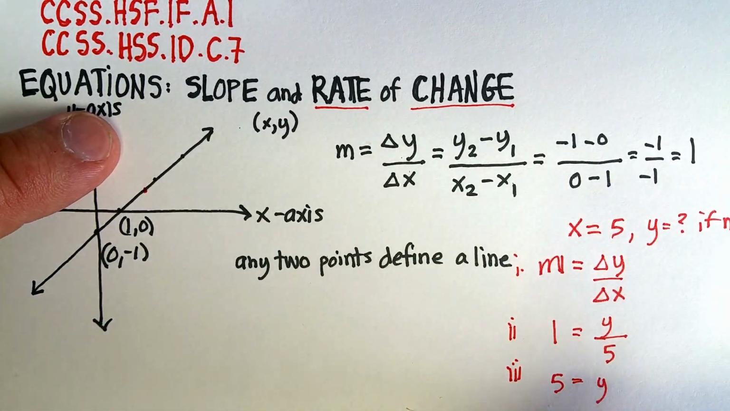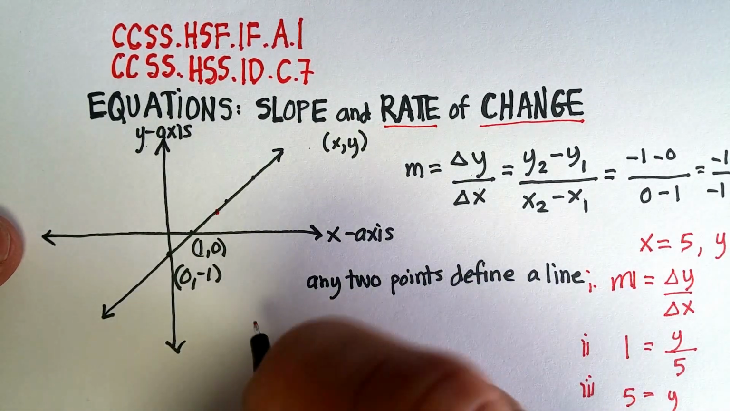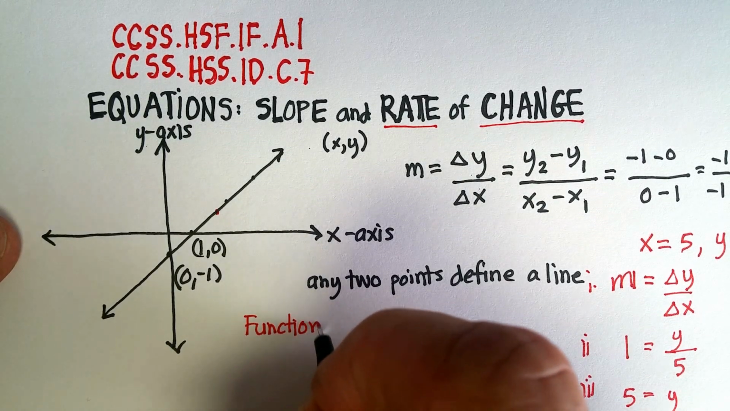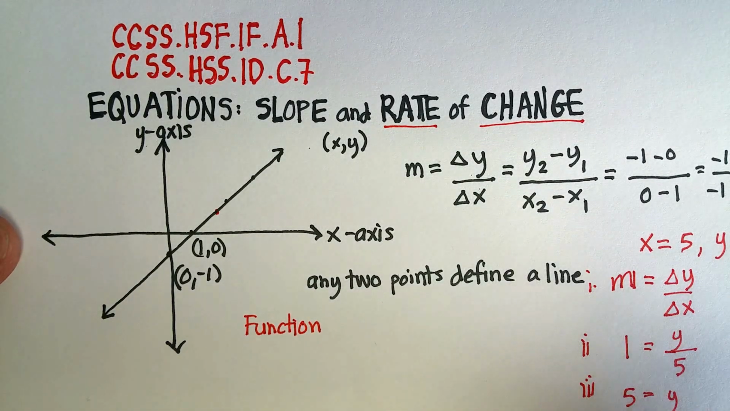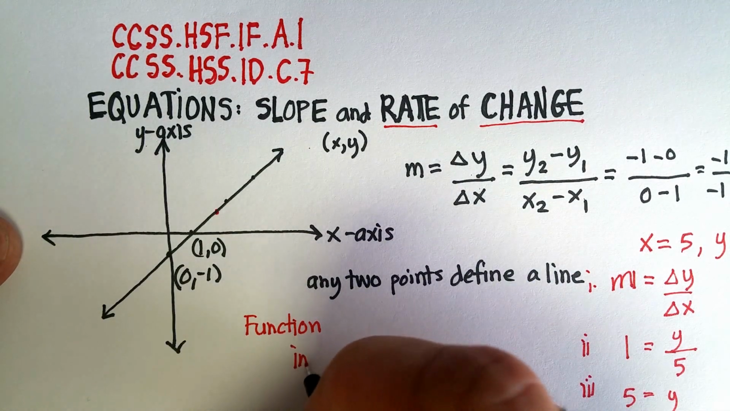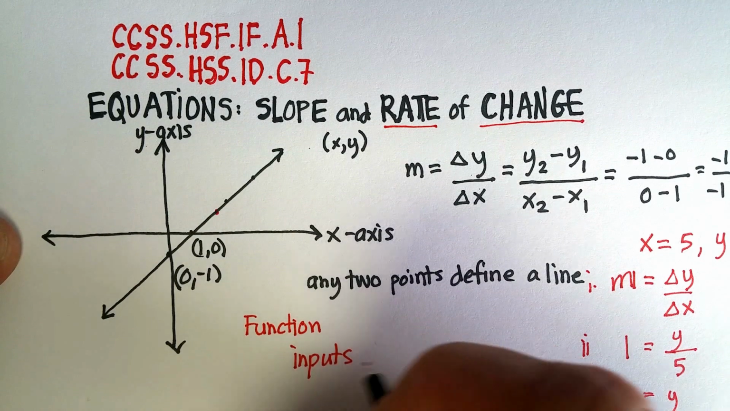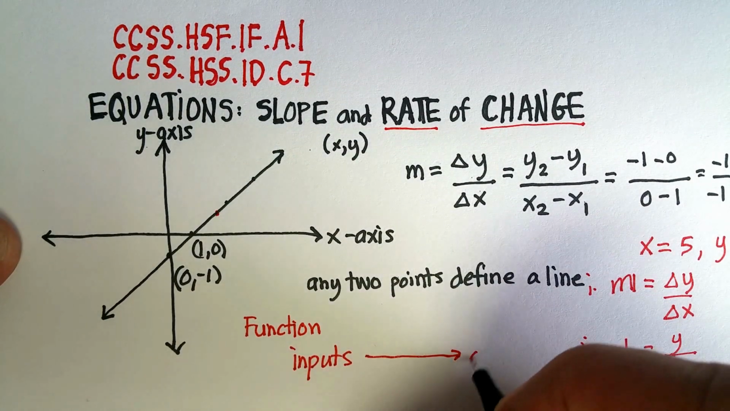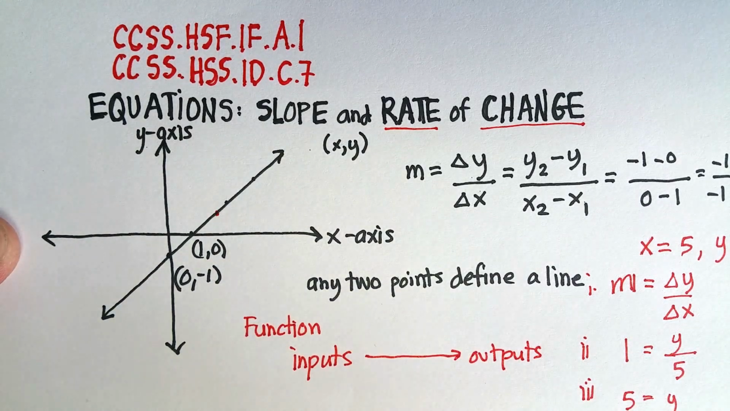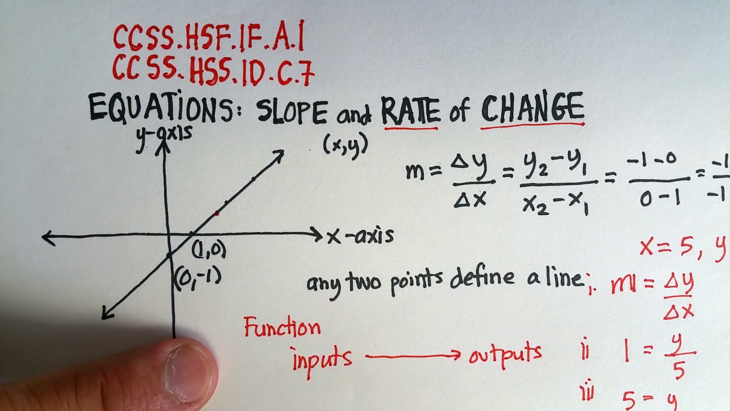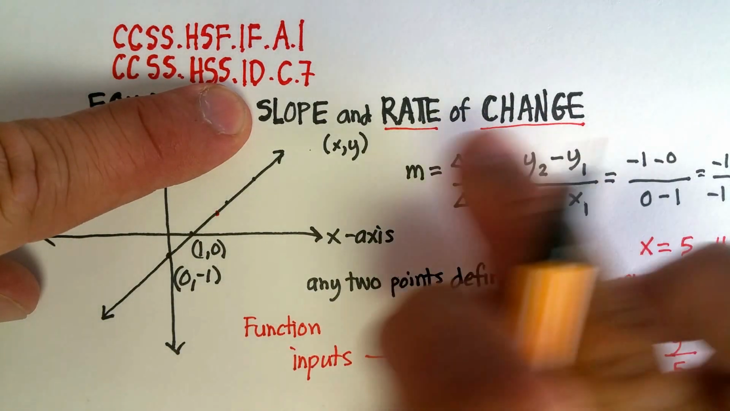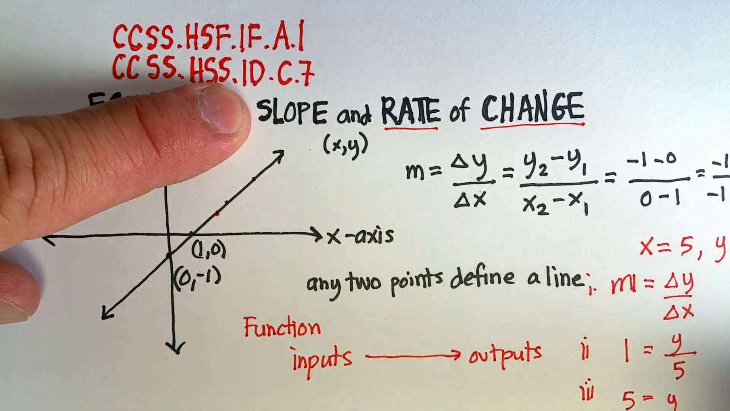Okay. Now this is also known as something called a function. A function is basically based on something called inputs and outputs. Inputs, outputs. Okay? And I want you to watch the next video to figure out how this is related to the slope and to the rate of change. Okay? I hope that was helpful.